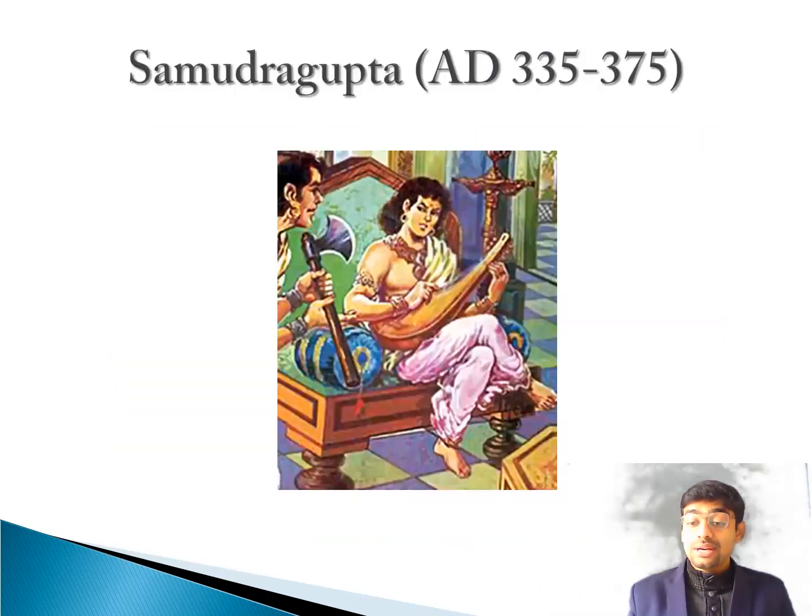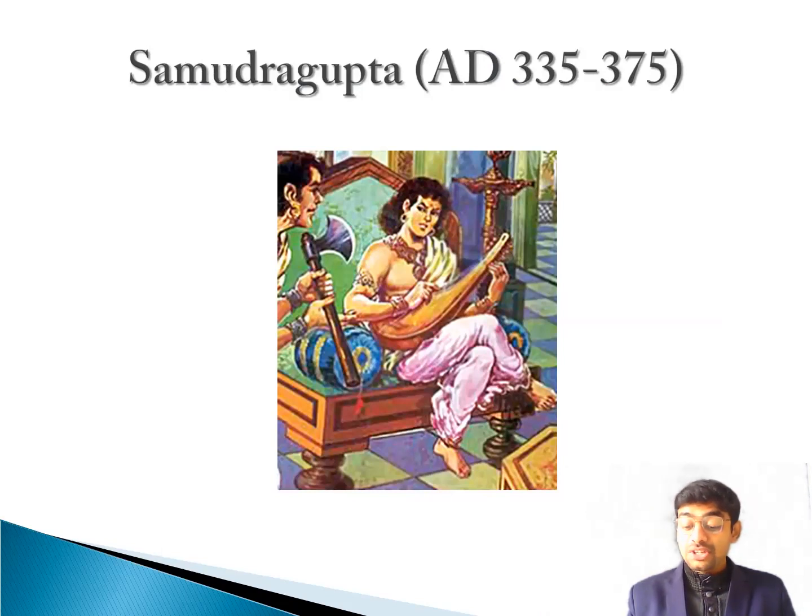The next ruler is Samudragupta. You can see the picture of Samudragupta here. Chandragupta I was succeeded by his son Samudragupta, often regarded as the greatest ruler of the Gupta dynasty.